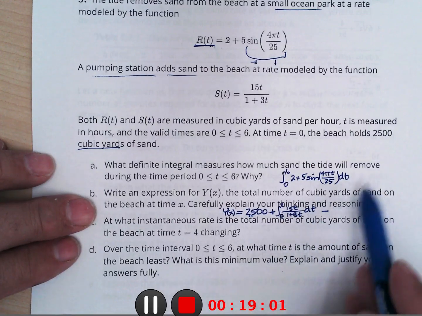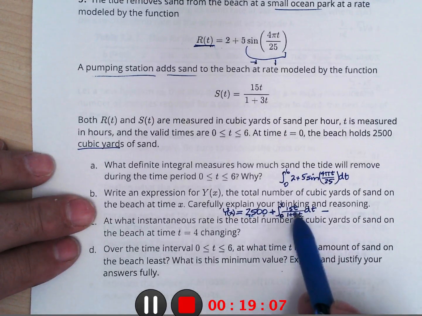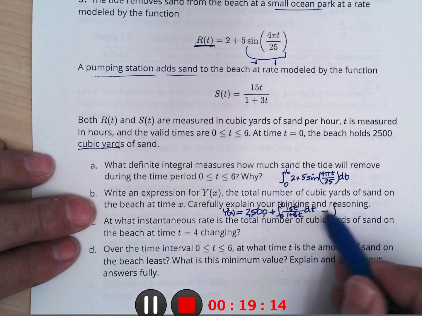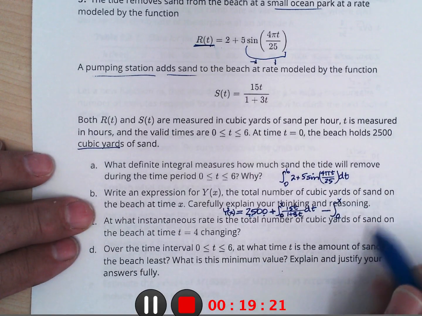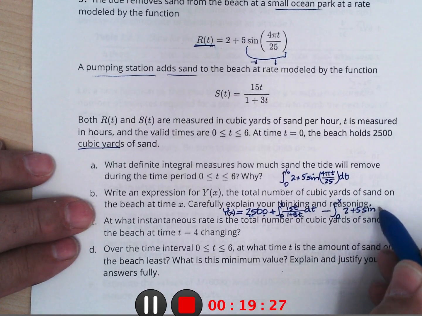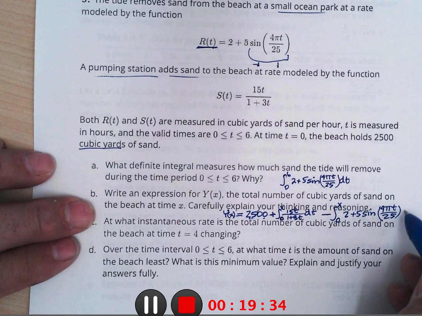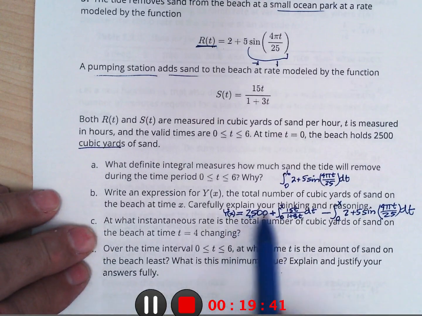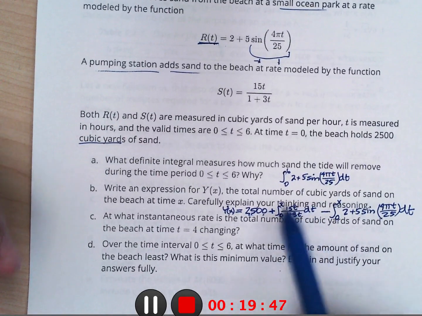Cubic yards. This is how much there is, and then the area under the change curve tells us how much is being added, and then the area under this change curve is how much is being subtracted. Minus how much is being subtracted, so we'd go from 0 to x of the 2 plus 5 sine of this 4 pi t over 25 dt. So this is how much sand would be. What's on there normally plus the area in the curve tells how much the change is, and this would be adding, and then this would be subtracting from 0 to x.